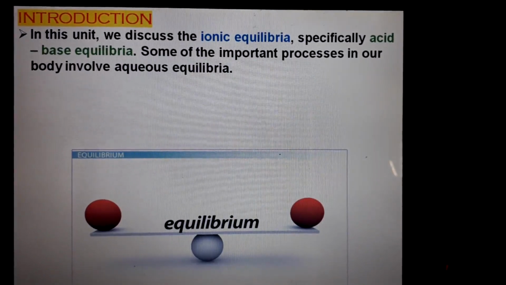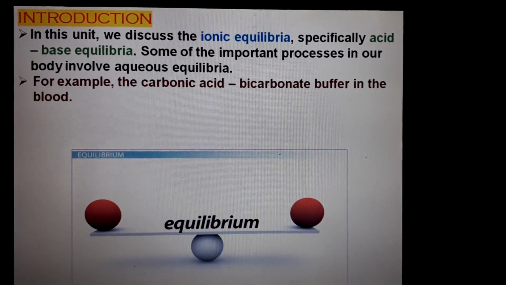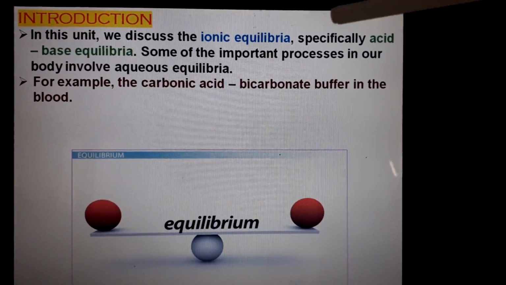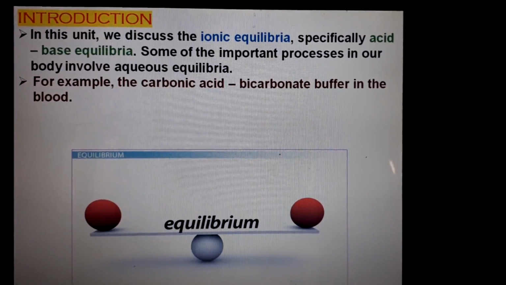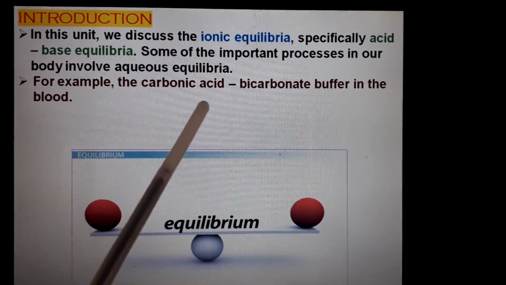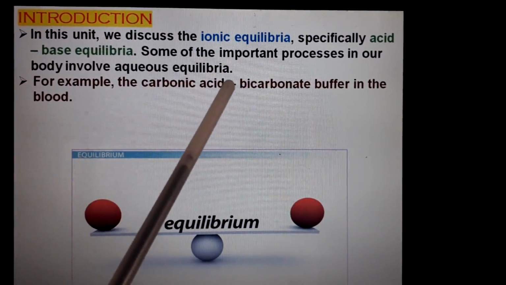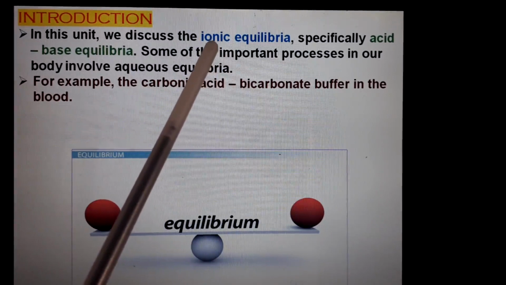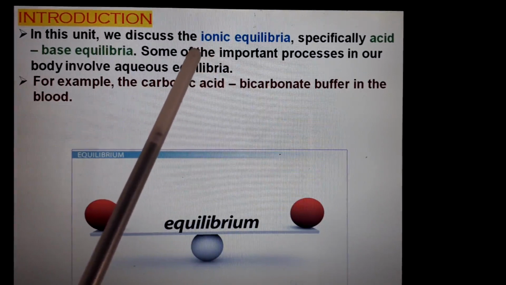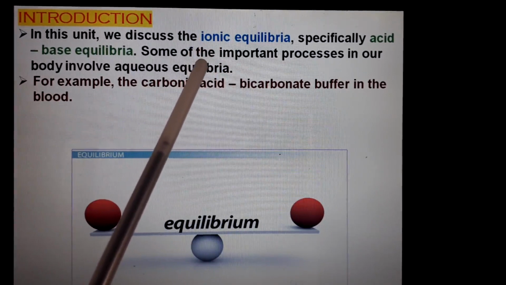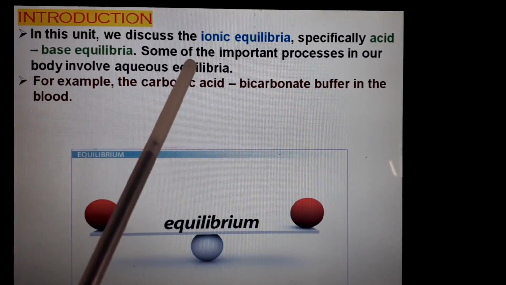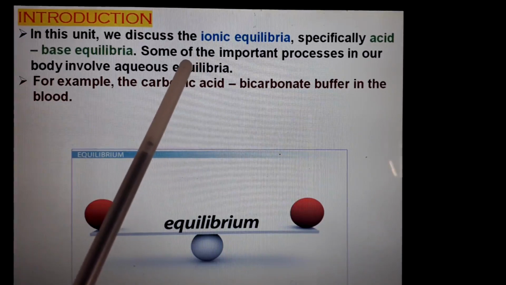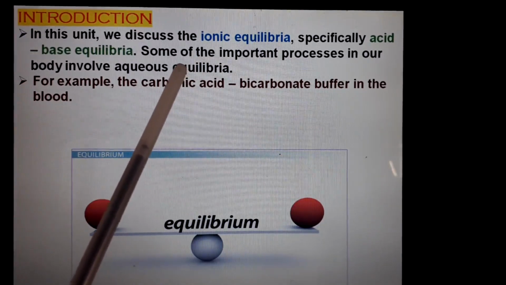Next, for example, the carbonic acid and bicarbonate buffer in our body, in blood. Okay, carbonic acid and bicarbonate buffer. Without this, we cannot survive.